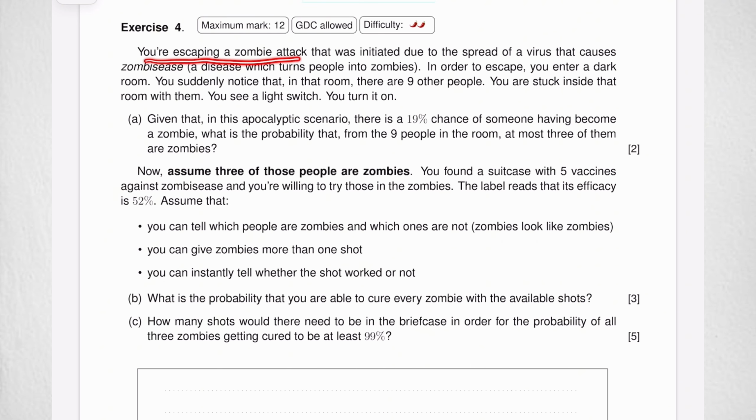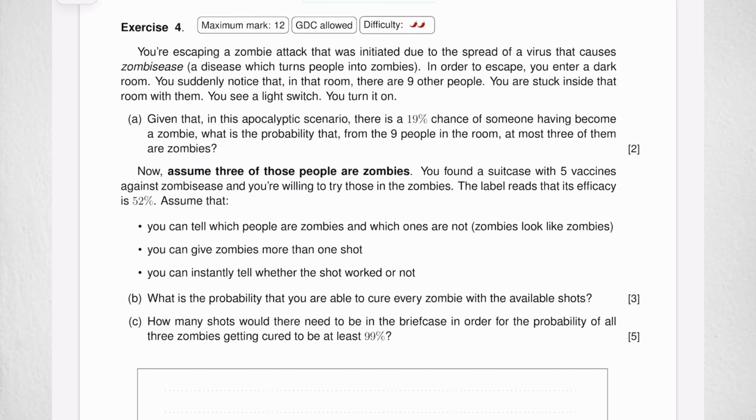All right, so exercise number 4, the longest one in this list. Let's take it slow so we get every step of this exercise. So here's the scenario. Long story short, you're escaping a zombie attack. And in order to escape, you enter a dark room. You suddenly notice that in that room there are 9 other people, so you and other 9. You're stuck inside, you see a light switch, you turn it on.